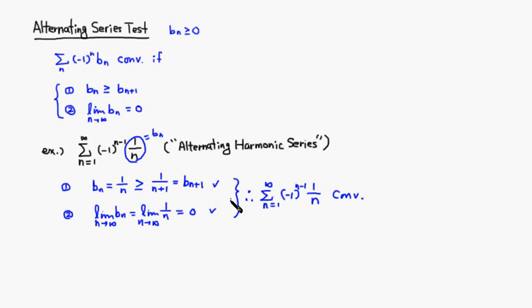So this is how you apply the alternating series test. If you have an alternating series, you apply this test. If it passes, then it is convergent. That's it. I hope that this was clear.